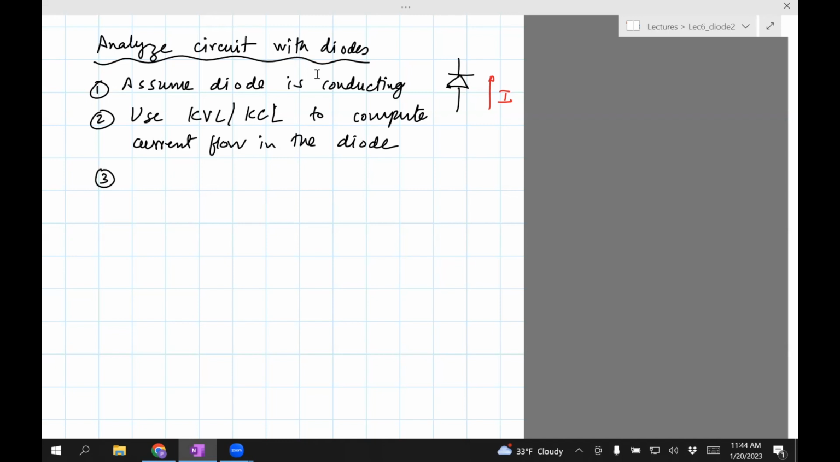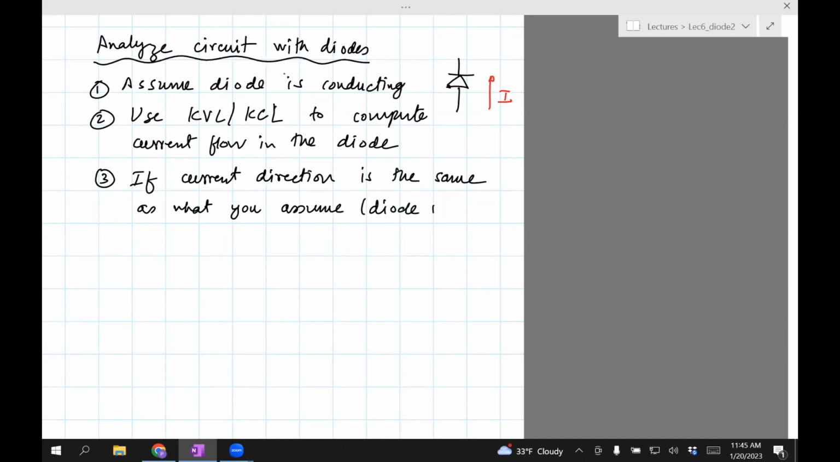Okay. So if the current direction is the same as what you assumed, that is, the diode is conducting, then you are done. So let's call this 3A.